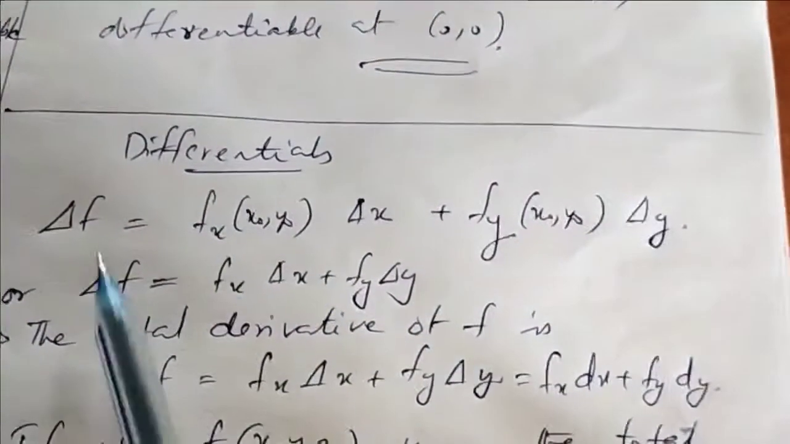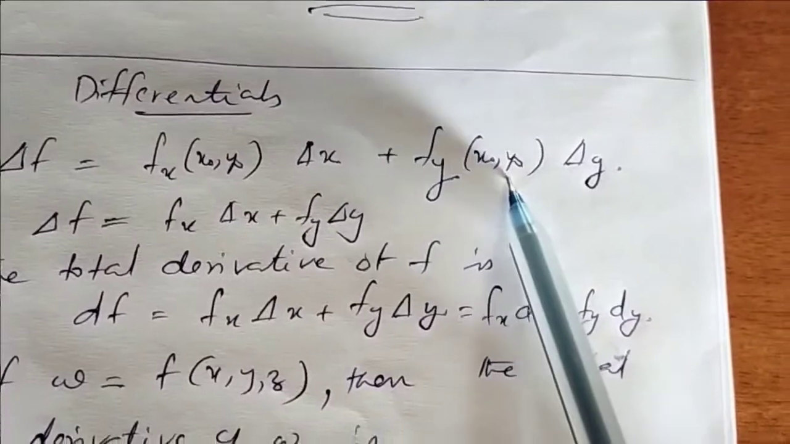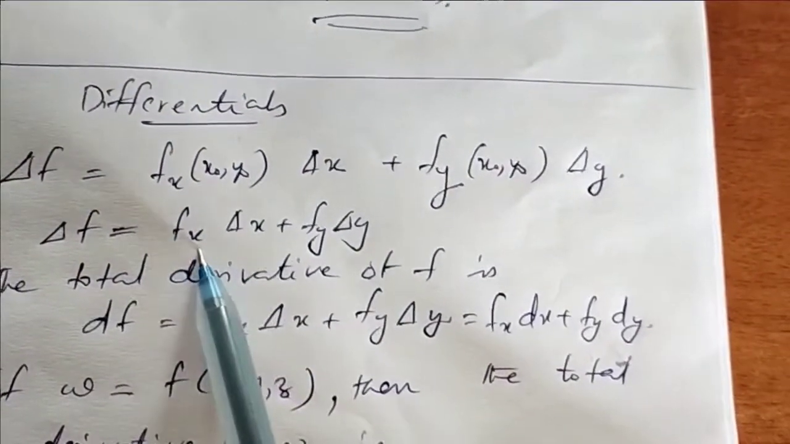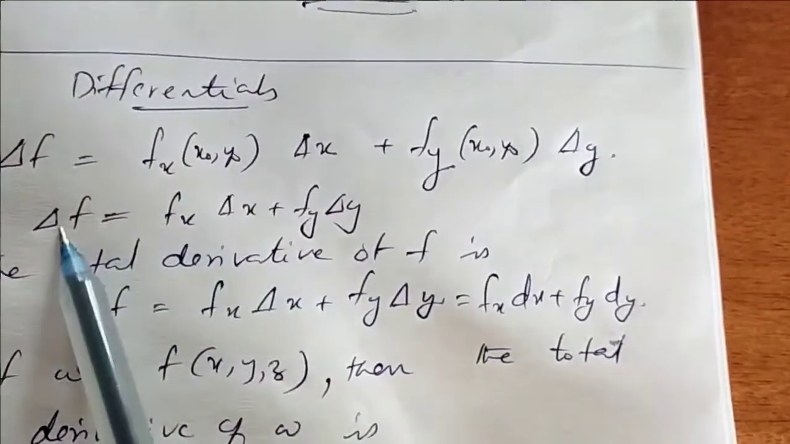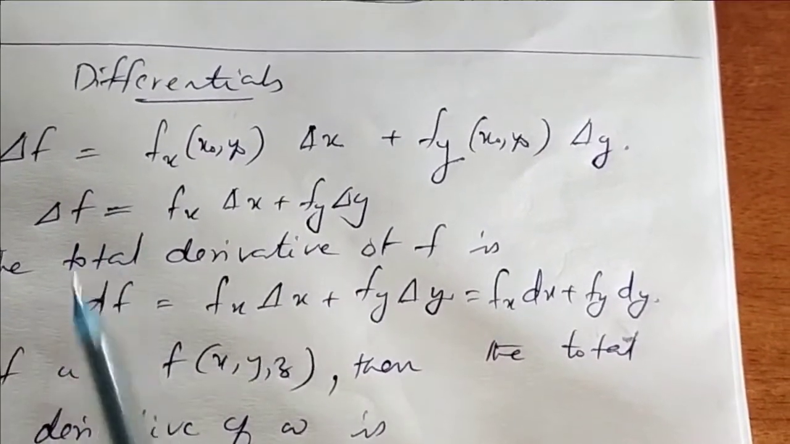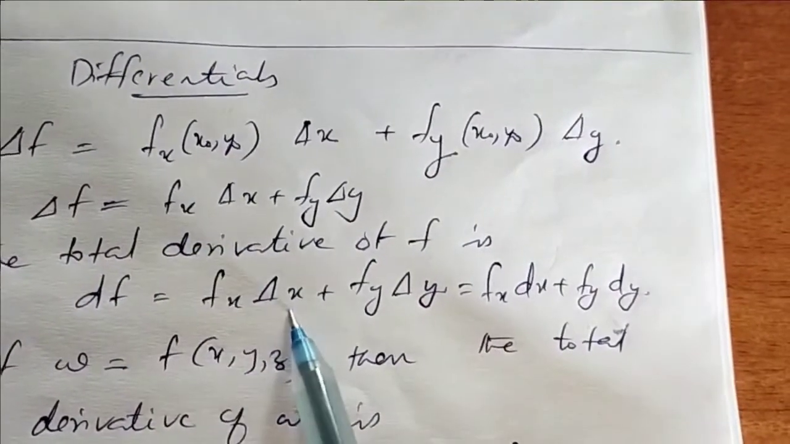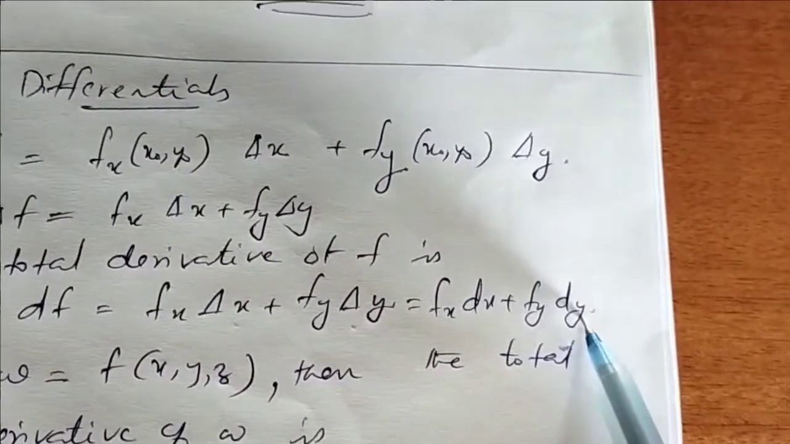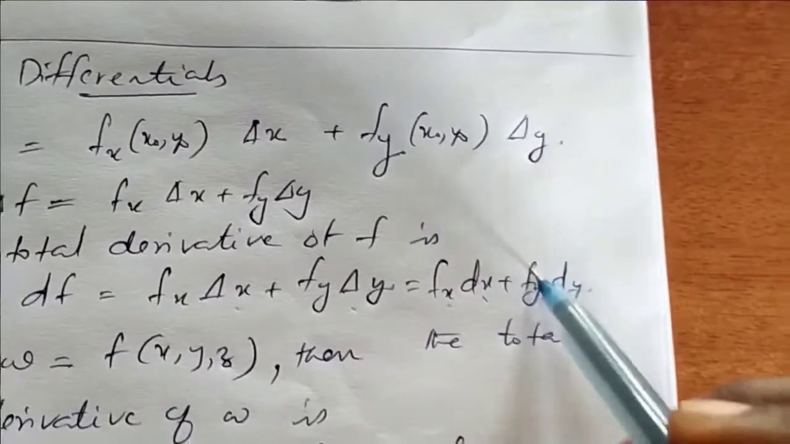So Δf is equal to fx(x₀, y₀)·Δx plus fy(x₀, y₀)·Δy, in short fx Δx plus fy Δy. So this is the total derivative of f. Δf means the derivative of f, df. We can write Δf as df and Δx as dx, etc. So df is fx·Δx plus fy·Δy, or fx·dx plus fy·dy. The partial derivative of f with respect to x into dx plus the partial derivative of f with respect to y into dy.